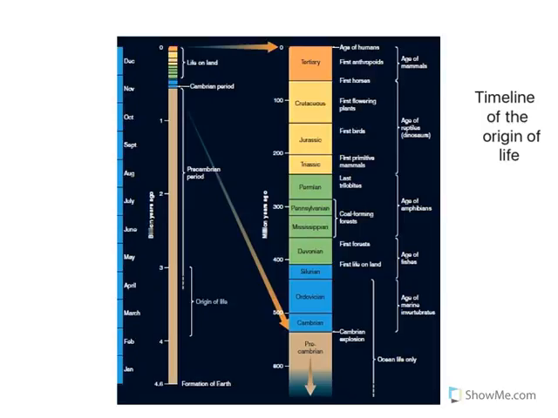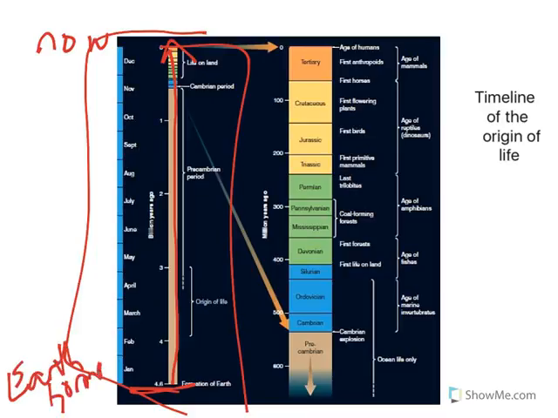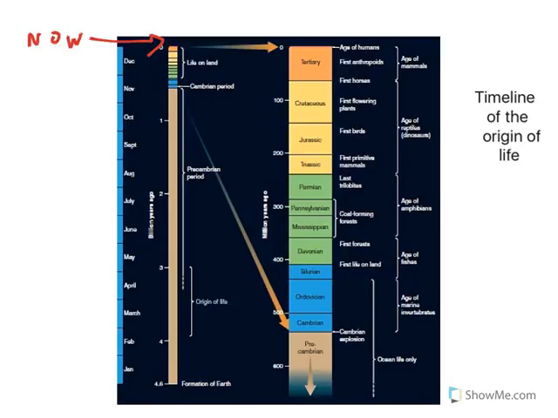Well, to know when humans came about, we have to go look at the entire timeline of the origin of life. So let's look at the left side of the diagram. In the left side of the diagram, we have an axis from bottom to top. So at the top, it is now, and at the very bottom, this is when Earth formed. So compared to now, this would be 1 billion years ago. This would be 2 billion years ago.